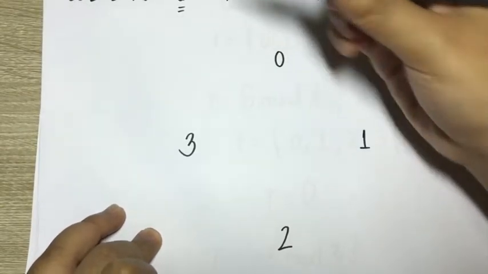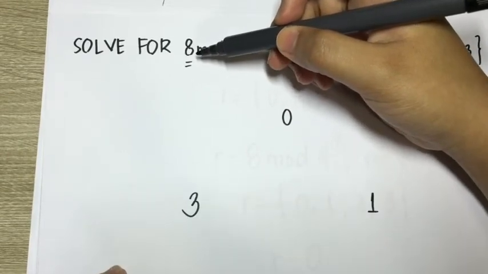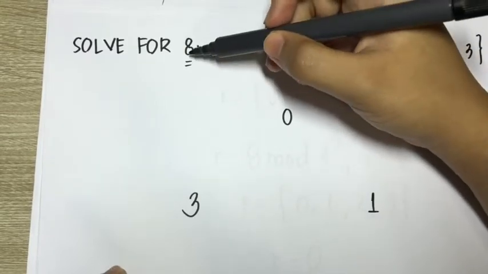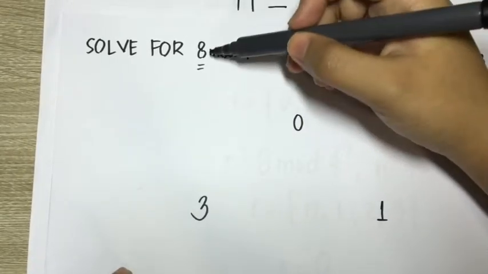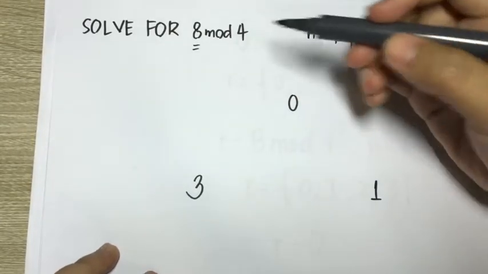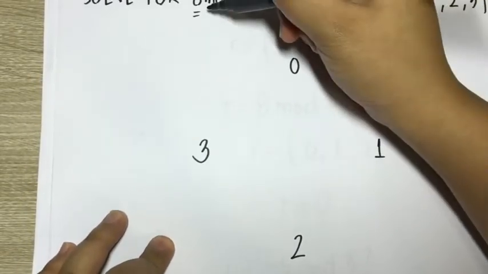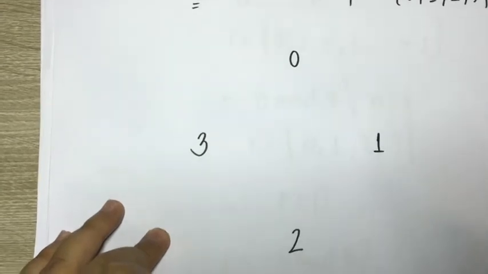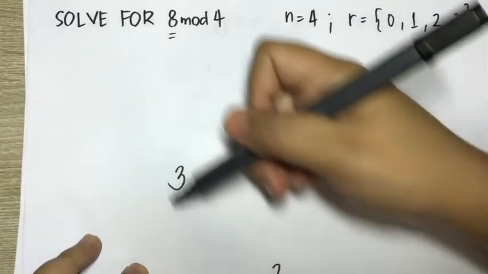Now, take note that the sign of your dividend will determine what movement you are going to do. So if you have a positive dividend, then the movement from 0 will be clockwise. But if you have a negative dividend, the movement on your clock is counterclockwise. So let's try to do this. 8 modulo 4. So we are going to start at 0, and since we have a dividend which is 8, we're going to move 8 steps, or we're going to have 8 movements from 0 in a clockwise manner.